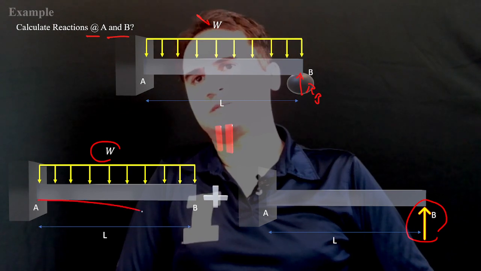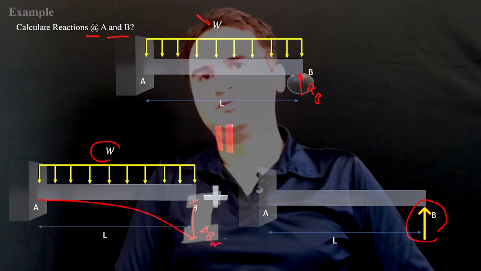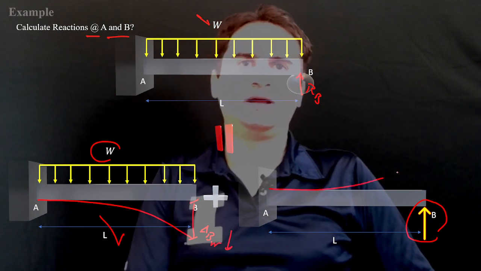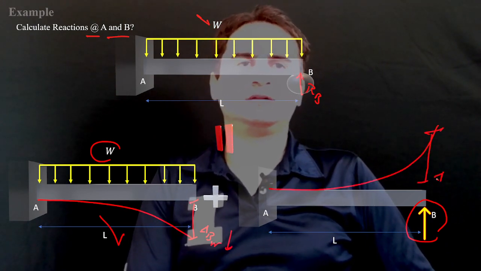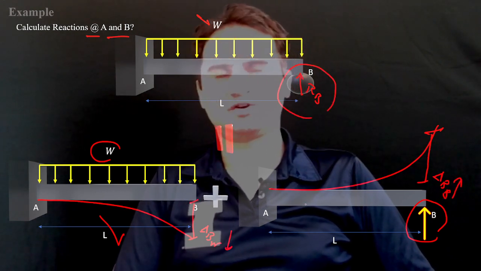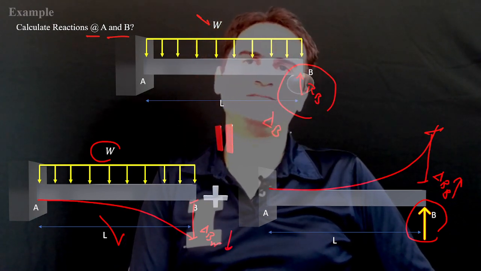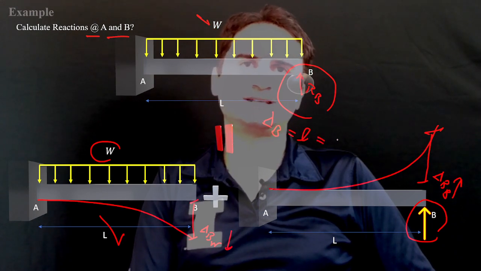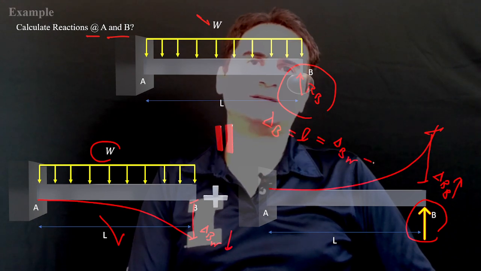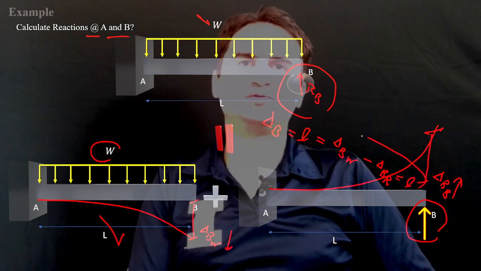Then if we observe the downward motion delta B W from our cantilever determinate structure, and also the other one, delta B R, which is upward, and observe the real structure and its support B, we can easily see there is no delta B. So delta B is equal to 0. It just says delta B W minus delta B R should be 0.